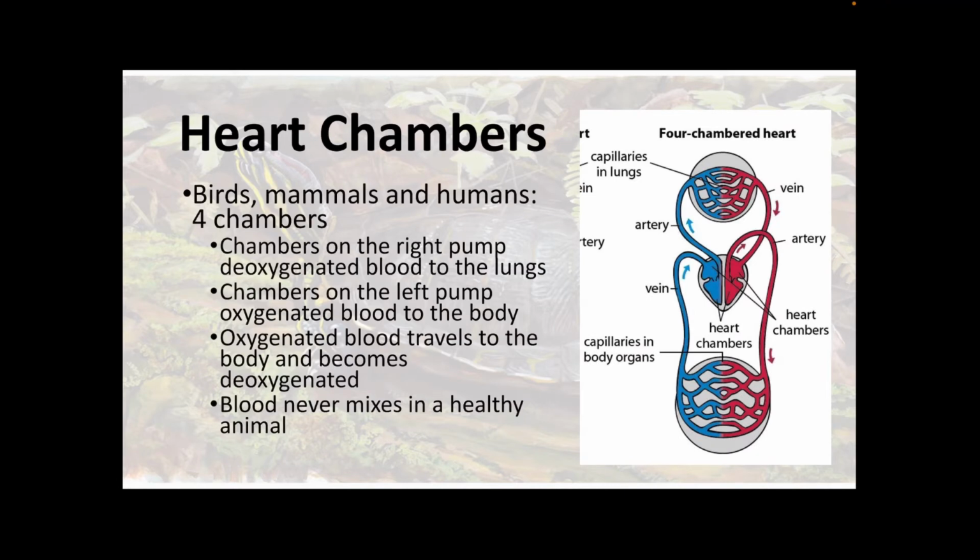Birds, mammals, and humans, we all have 4 chambers in our hearts. The chambers on the right side of our heart pump deoxygenated blood into the lungs so that it can get oxygenated once again. The chambers on the left pump the oxygenated blood from the lungs to the rest of the body. And then the oxygenated blood travels to the body, becomes deoxygenated, and returns again to the right side of the heart. In birds, mammals, and humans, the oxygenated blood will never mix with the deoxygenated blood. They are kept separate.